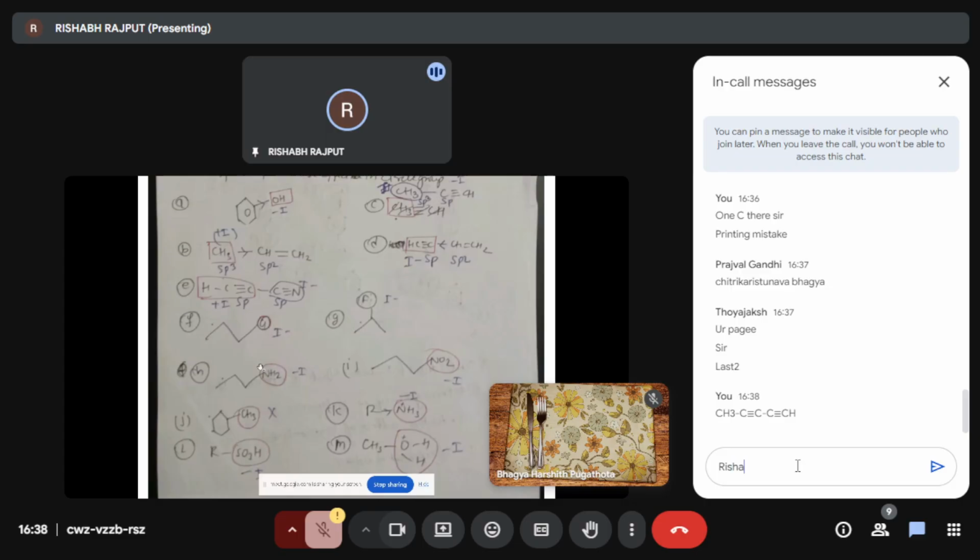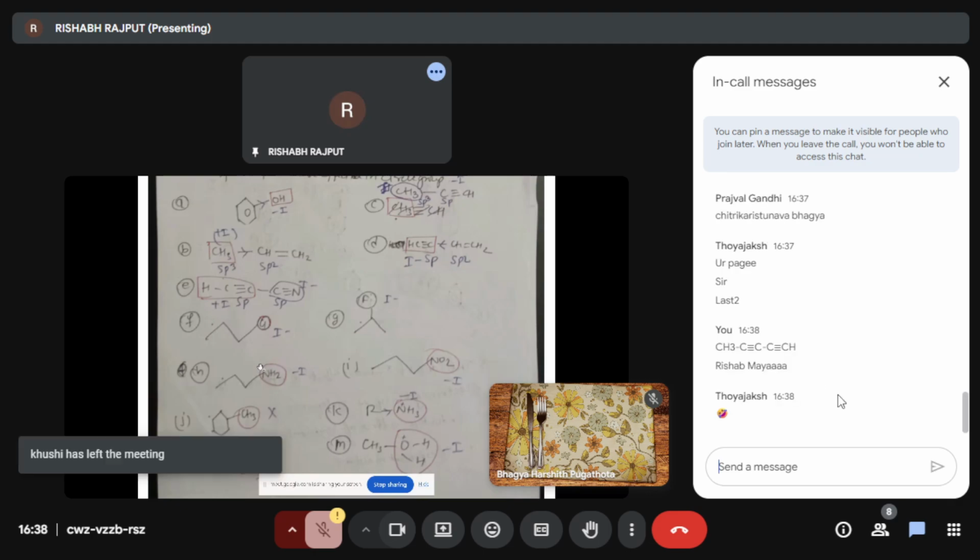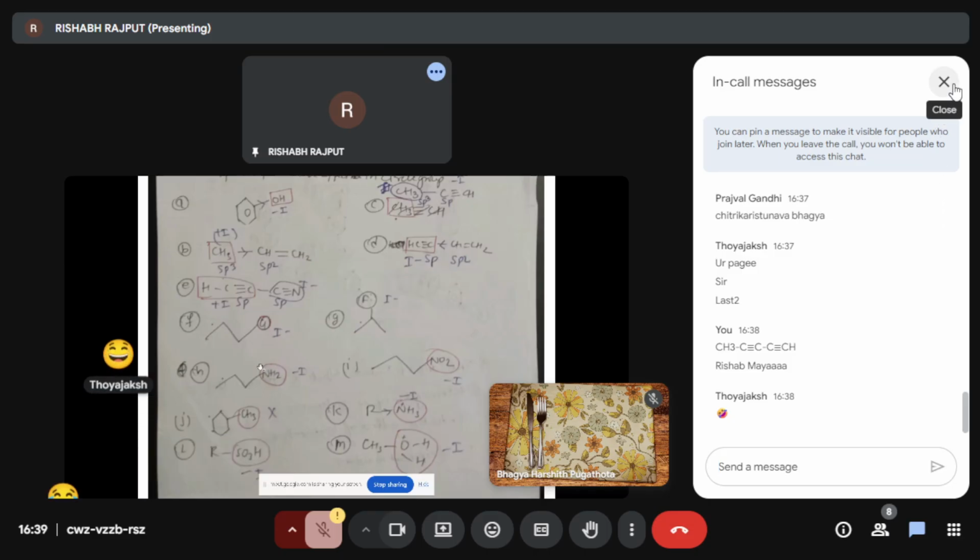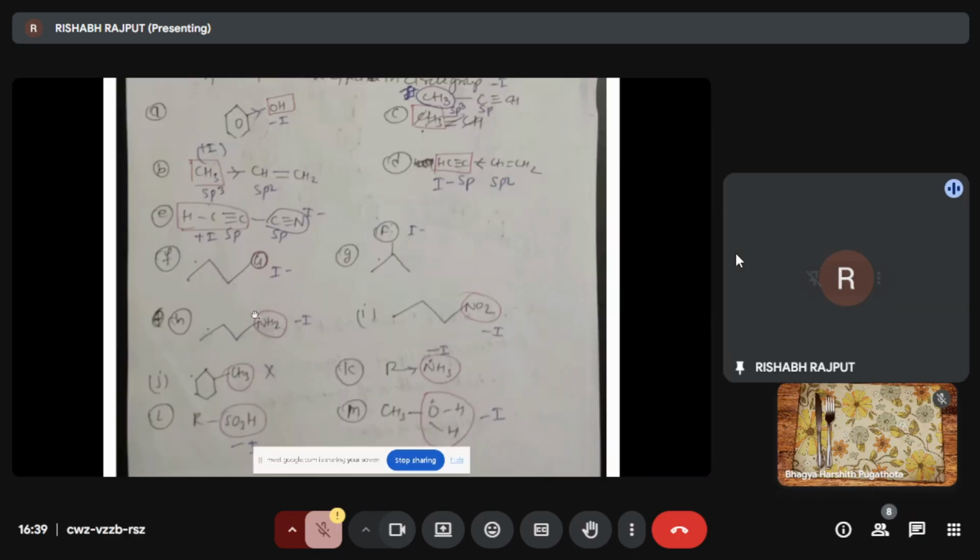Now Harshit, you are saying like this. See, Harshit, which carbon has three bonds? This CH3 type will show you minus I effect. Then triple bond C, and then triple bond C with H.